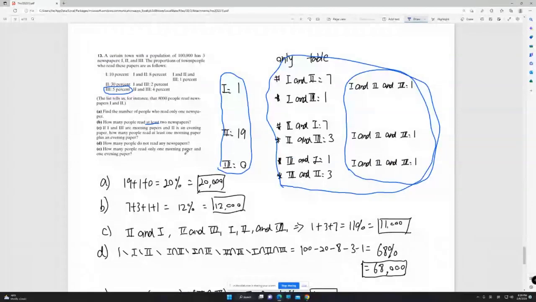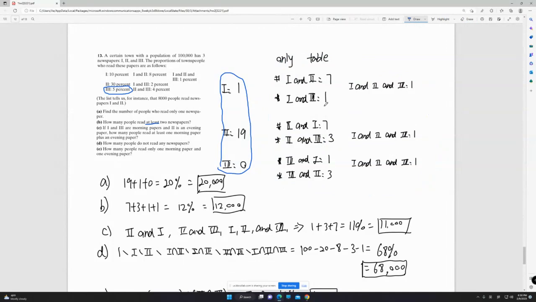Hold on a second. Let me see. So you have 1 and 2, 1 and 3, 2 and 3, and 1, 2, and 3. So the first line is 1 and 2, the second line is 1 and 3, and the third line is 2 and 3. You rewrote it, duplicated one, they have the same symbol. I see. So 1 and 2, 1 and 3, 2 and 3. That's right. So that's why 7 plus 1 plus 3. Okay. And we got 12,000.